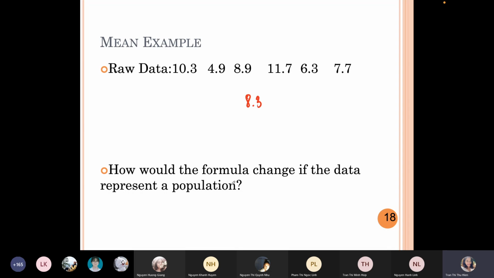And the question is, how could the formula change if the data represent a population? As I told you before, the formula for computing the mean of a population remains the same, but we use different notation to indicate that we are working with the entire population. For the population, the mean is denoted by mu, but for the sample mean, we denote it by x bar. So it is a little different.